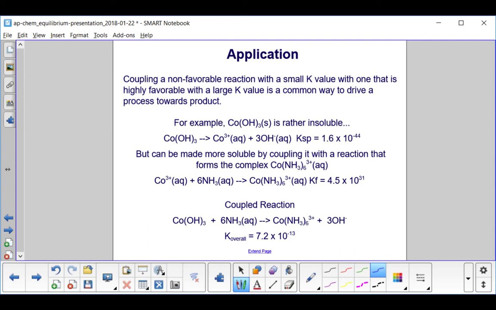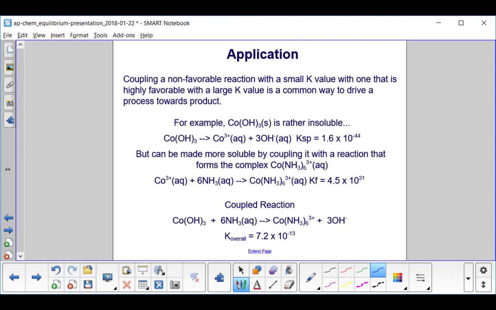Okay, let's look at an application where we would need to combine K values. Coupling a non-favorable reaction with a small K value with one that is highly favorable with a large K value is a common way to drive a process toward products. For example, Co(OH)3 solid is rather insoluble. You can see here this very, very small Ksp shows that the products are not favored at all.